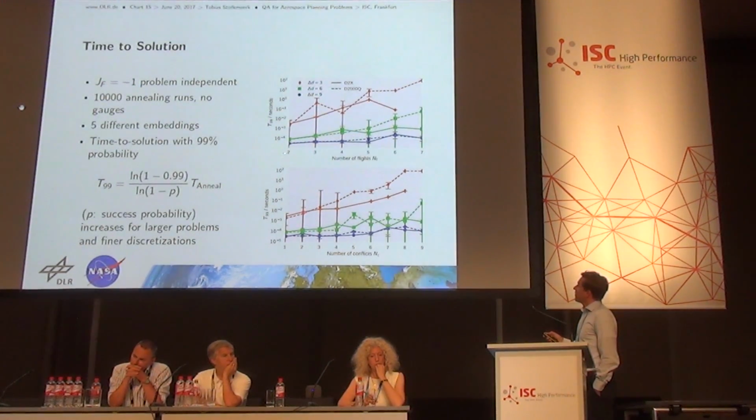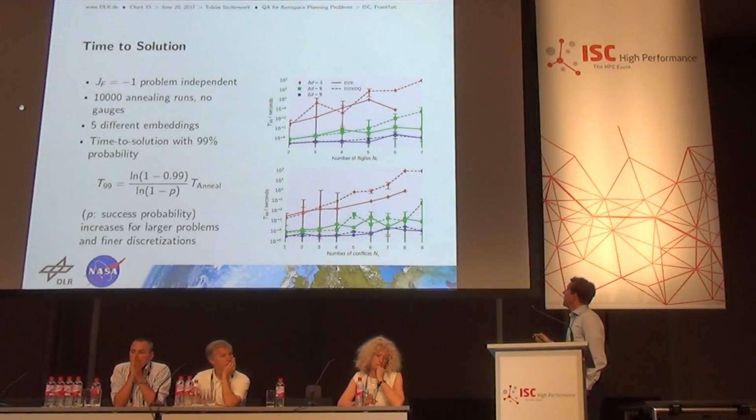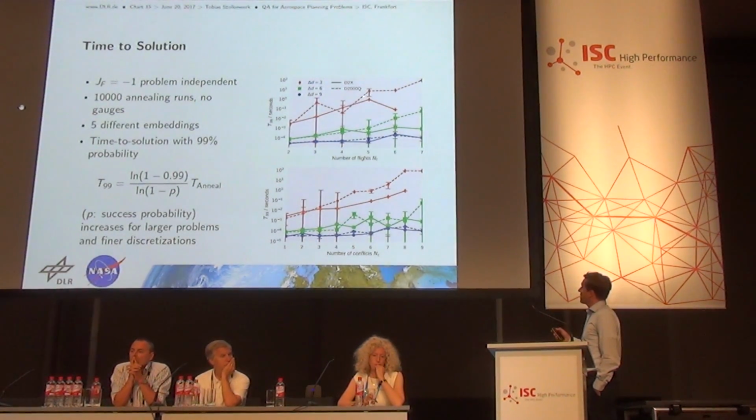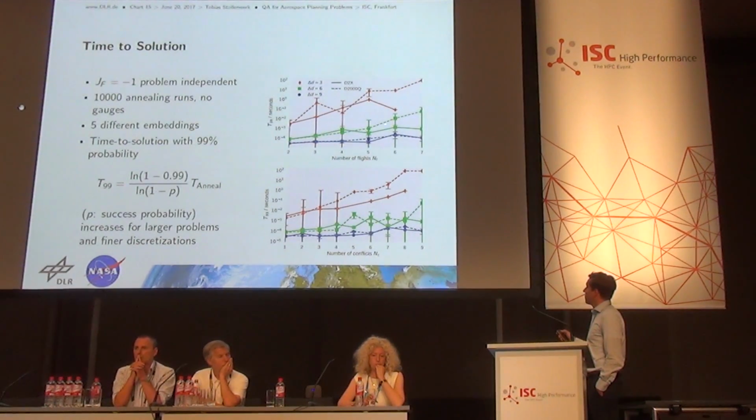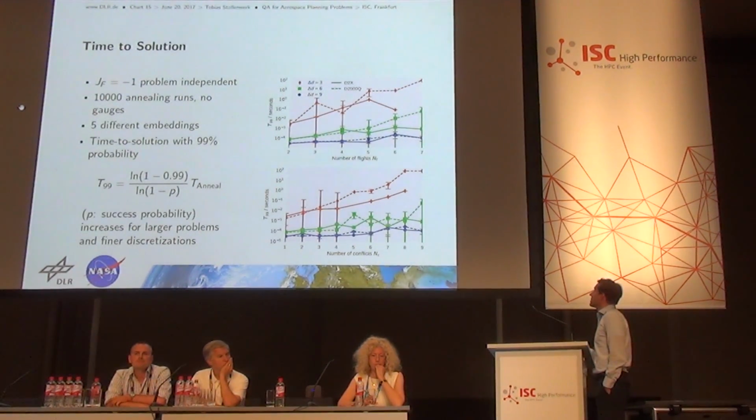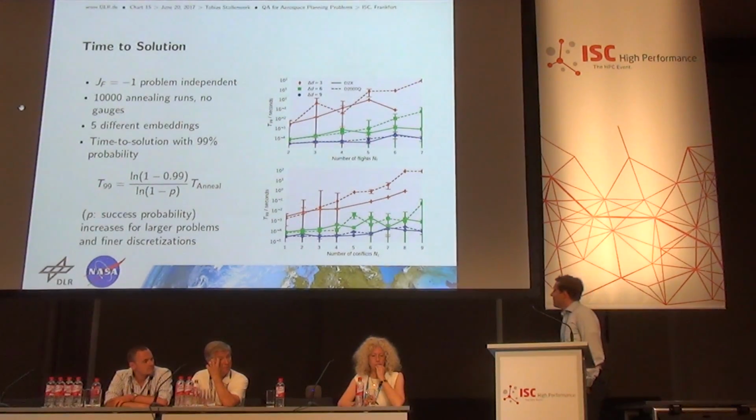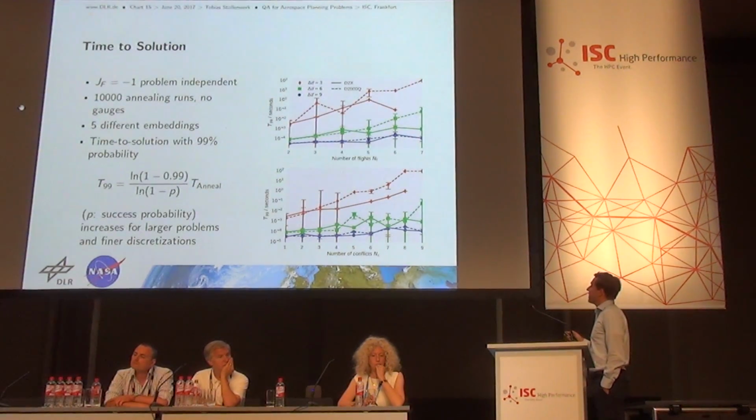And here is the result, this is the time to solution against the number of flights. And the three different curves, the colors mean: the red color means a very fine discretization, which we actually need to get good quality solutions, and green is more coarse, and blue is a coarse discretization. And the dashed line is the 2000Q, and the solid line is the smaller machine, the D2X. And you can see that the time to solution decreases for finer discretization and also for bigger problems.